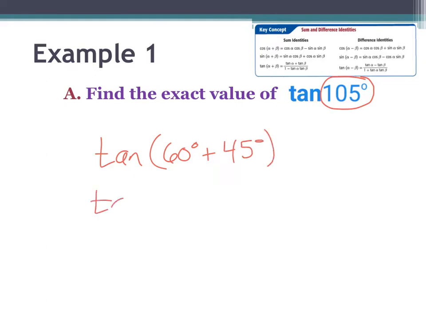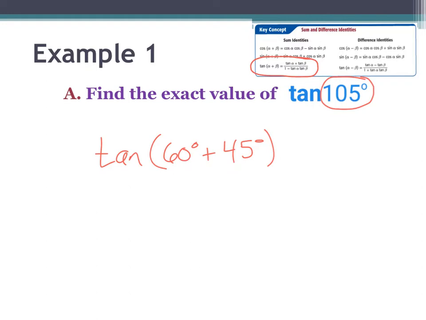You could have also used the fact that 105 is 135 degrees minus 30 degrees if you wanted to use that one as well. But for time's sake, we're going to focus on just the above part, which is 60 plus 45. So that means we are going to be using the tangent sum formula here, so alpha plus beta, where alpha is 60 degrees and beta is 45, and you can change those interchangeably if you want.